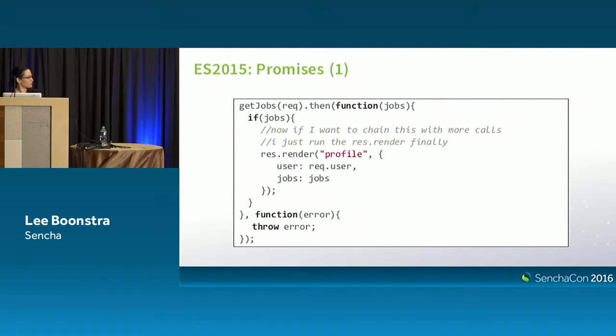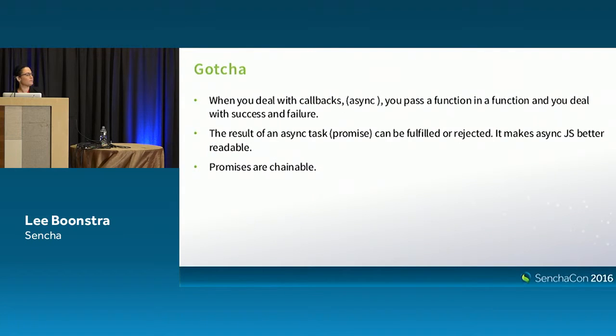And this makes much more sense. Plus, promises are chainable. So that means I could say getJobs, and then getCars, and then getAddresses, and then render everything on the screen. So much better to read. Much better than when you deal with callbacks.